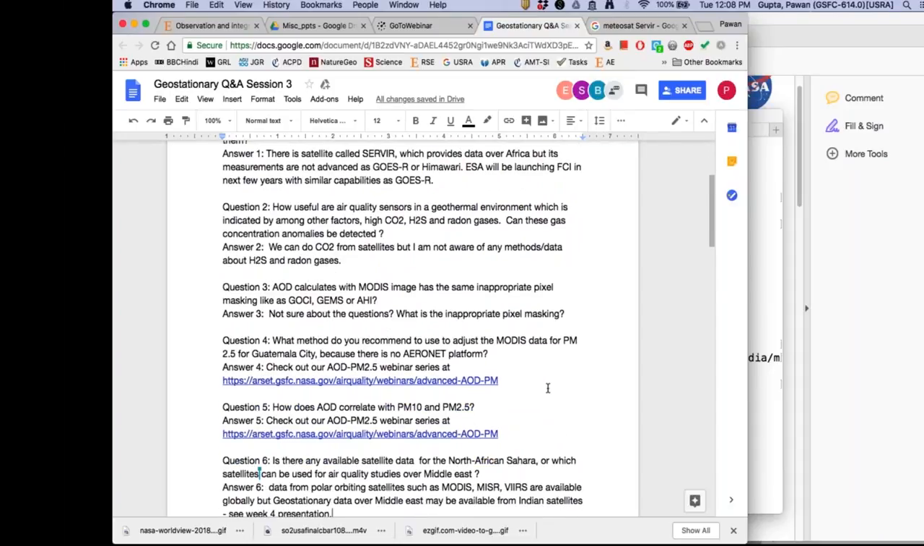Next question, how useful is an air quality sensor in a geothermal environment, which is indicated by, among other factors, high CO2, H2S, or radon gas? Can these gas concentration anomalies be detected? So we can do CO2 from satellite. There are a number of sensors actually up in space which can make measurements of CO2. But I'm not aware of any other data or methods which can do the other gases like radon. Hopefully in the future, once we have more hyperspectral instruments flown in geostationary orbit like TEMPO or GEMS we talked about, they might open some opportunities to look at other gases.